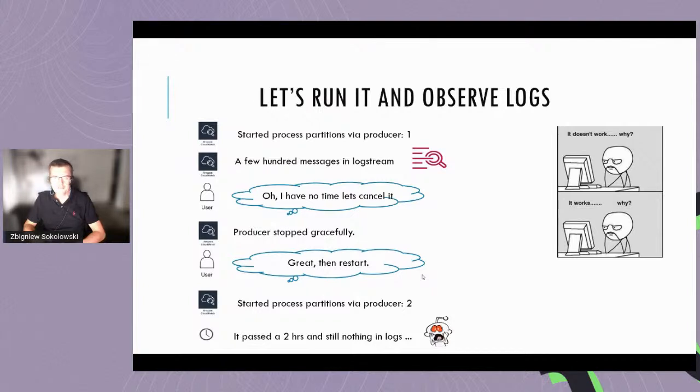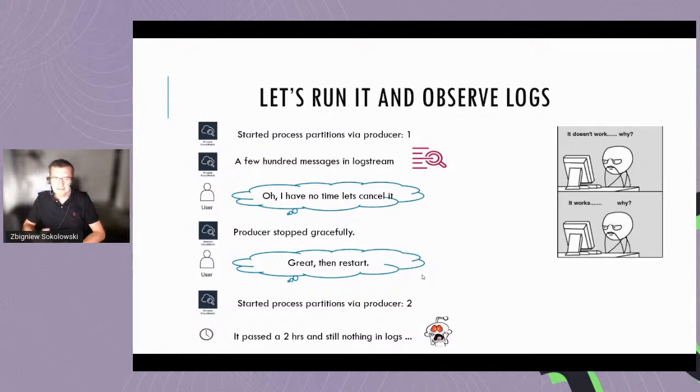We ran it in AWS, and we see that, I will show you in code in a second, the real code, but it was something like this. We started process partition via producer one. Then we see normal operation in a log stream, but because the tasks were pretty heavy this time, as we started to use some heavier content, we wanted to cancel it. So as you see, if you observed in the last slide, we cancelled it programmatically. We see in logs that producer stopped gracefully, still great.